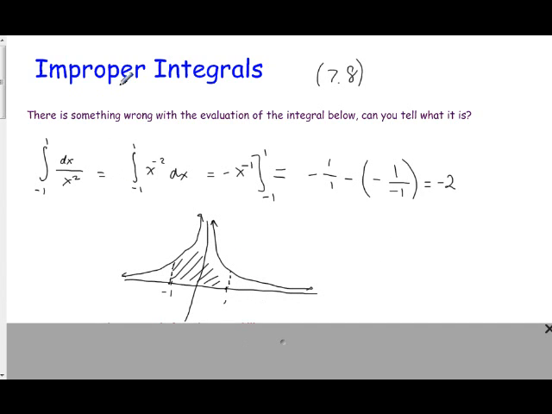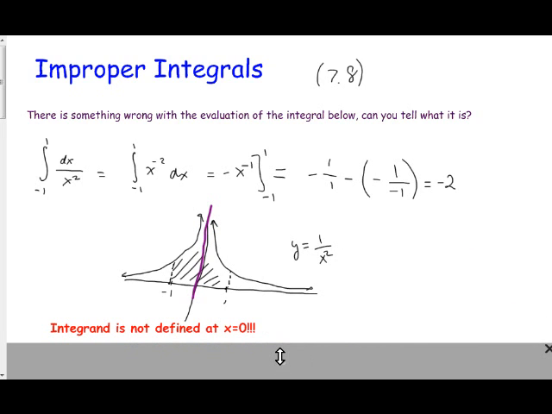This is the graph of y equals 1 over x squared. That's the thing we're integrating, right? Do you guys see what's wrong with it yet? Well, look at what's happening here. What is happening right at the y-axis? Ta-da! The integrand's not defined at x equals 0. It's not even defined there. 1 over x squared is not even defined at x equals 0.